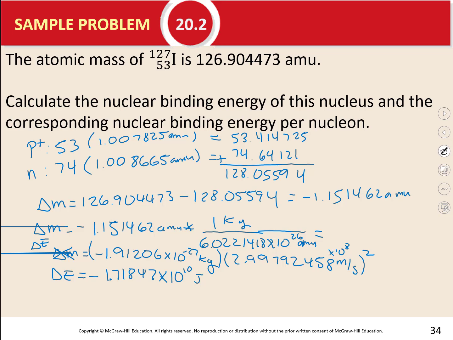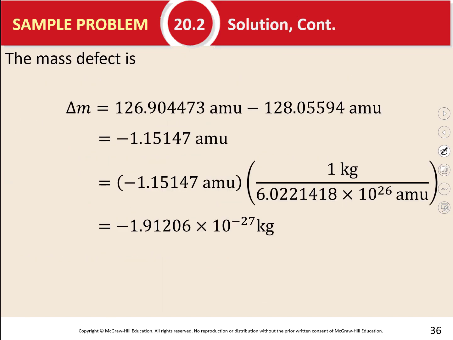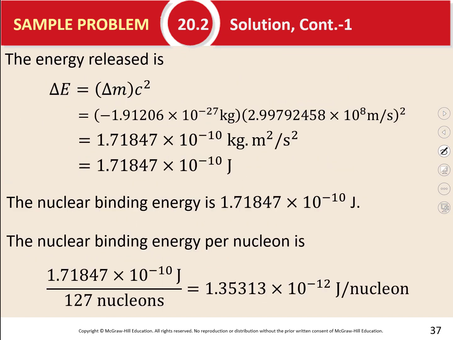Good, 127. So to find the nuclear binding energy per nucleon, we would just take this number and divide by 127 nucleons. And we get 1.0.35313 times 10 to the negative 12 joules per nucleon.